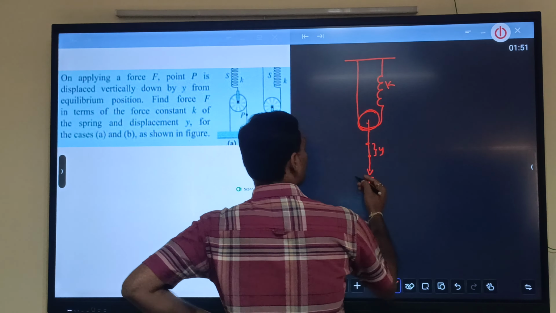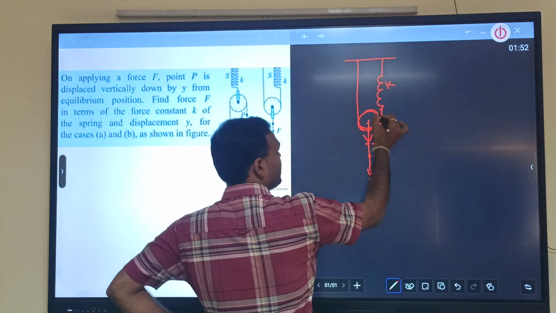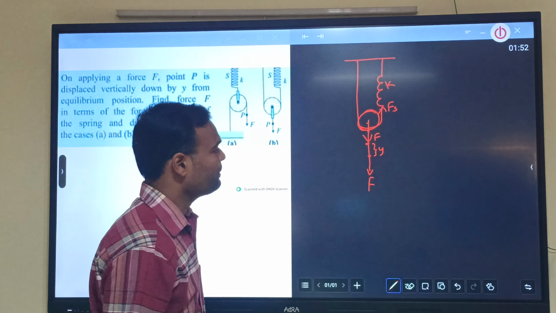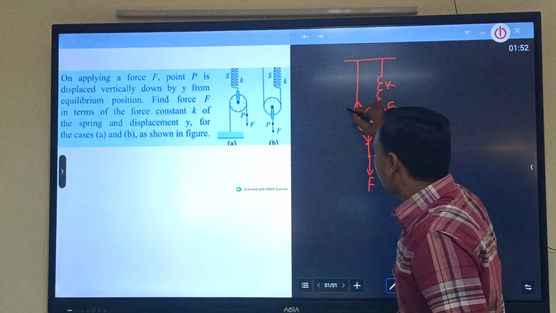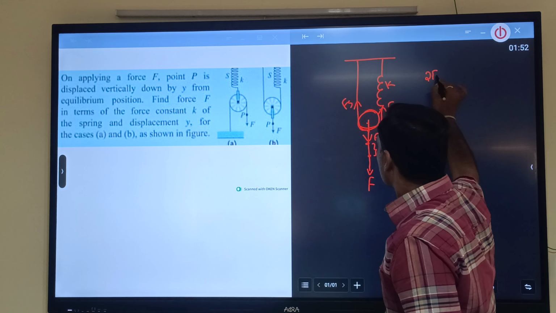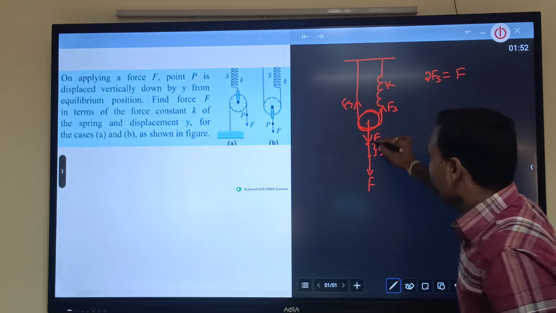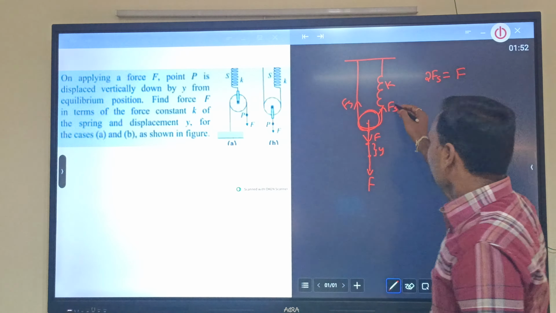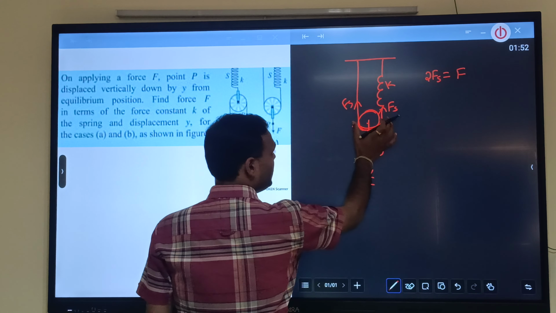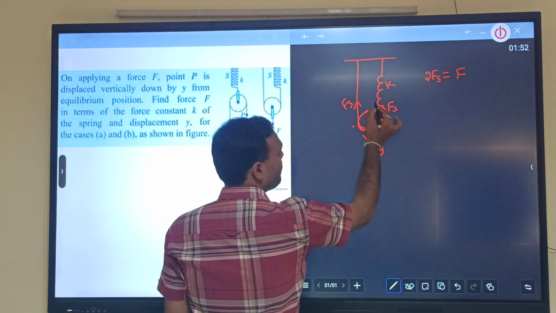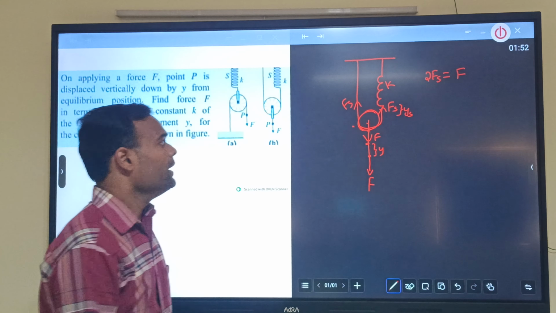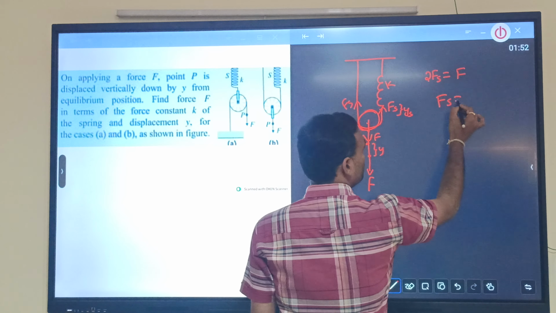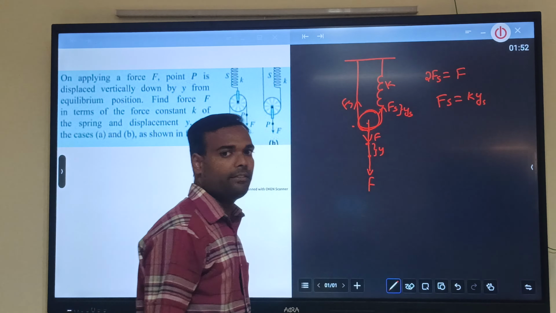Similarly, can I say now this will be F, and here the spring force Fs is acting, and again a single thread carries a single force concept. Here it is also equal to Fs. So 2Fs is equal to F applied by the external force. When we apply a certain amount of force on this pulley and pull it in the downward direction by y, obviously the spring will get a displacement by s. So can I say Fs is equal to ks?